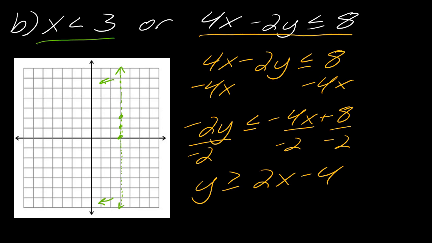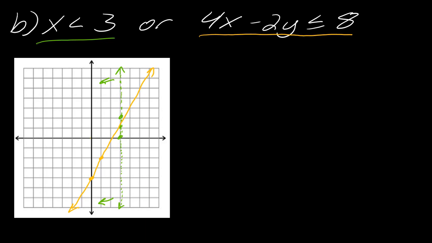So let's see, that's a y-intercept of negative 4, 1, 2, 3, 4. And then a slope of 2, so I'm going to go up 1, 2, and over 1. Now in this case, this will be a solid line, and now I just have to figure out which side I'd want to shade. So let me clear some space.